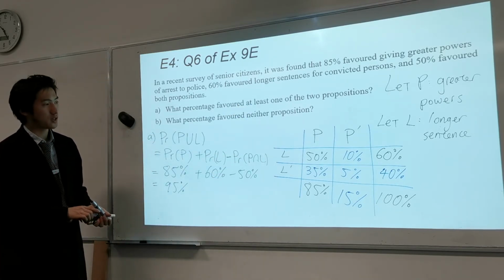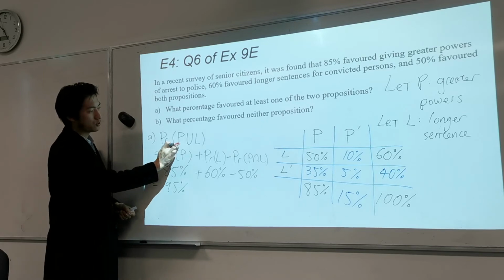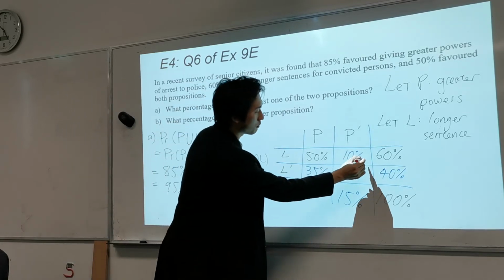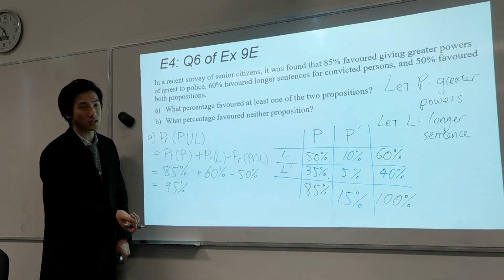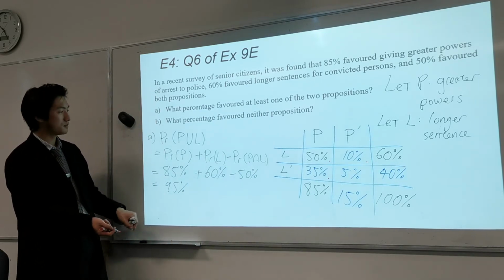The other way we can work that out is remembering that the union is represented by these regions that I'll place red dots in. So if you add those up, you also get 95%.